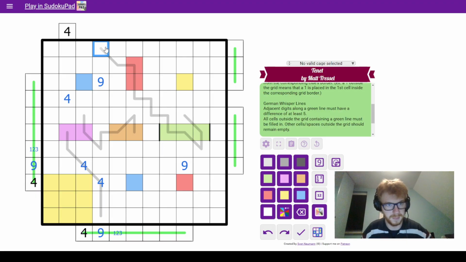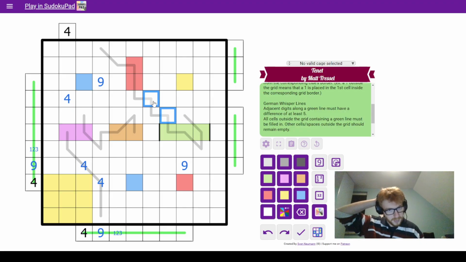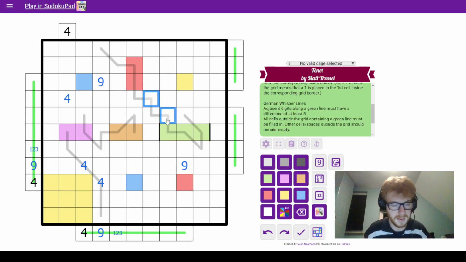Let's see. This and this have to be the same. This and this. This and this. This and this. This and this. Right. 5, 5 and then 5. So these have to be the same number, so they are in different regions. But they could just be green and yellow. Yeah, they could be green and yellow. It does make it more difficult for yellow to extend like this, I think.